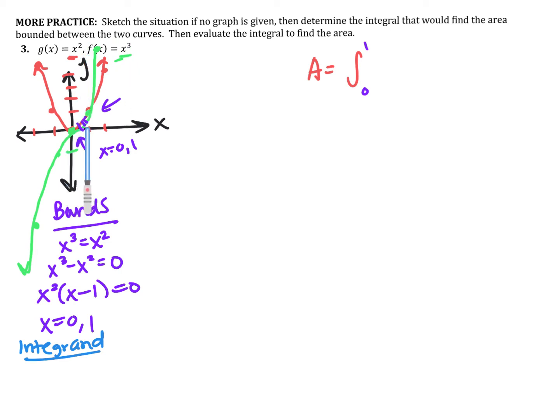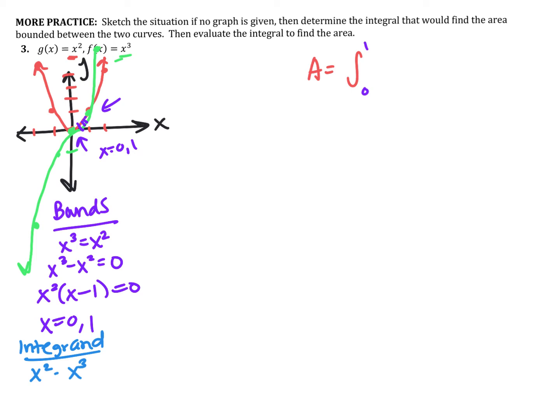Something between 0 and 1 is 1/2. If I plug 1/2 into x squared, I get 1/4. If I plug 1/2 into x to the third, I get 1/8. 1/4 is bigger than 1/8. So my integrand, big minus small, should be the quadratic minus the cubic over this particular section that we're looking at.